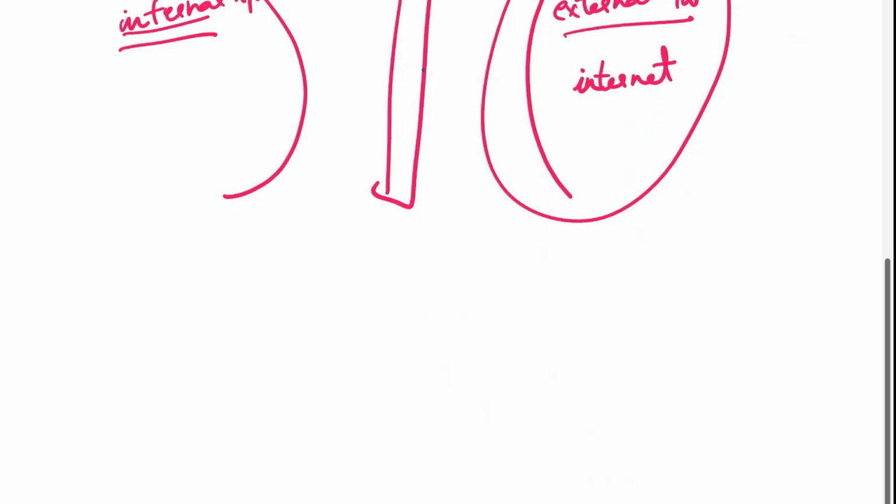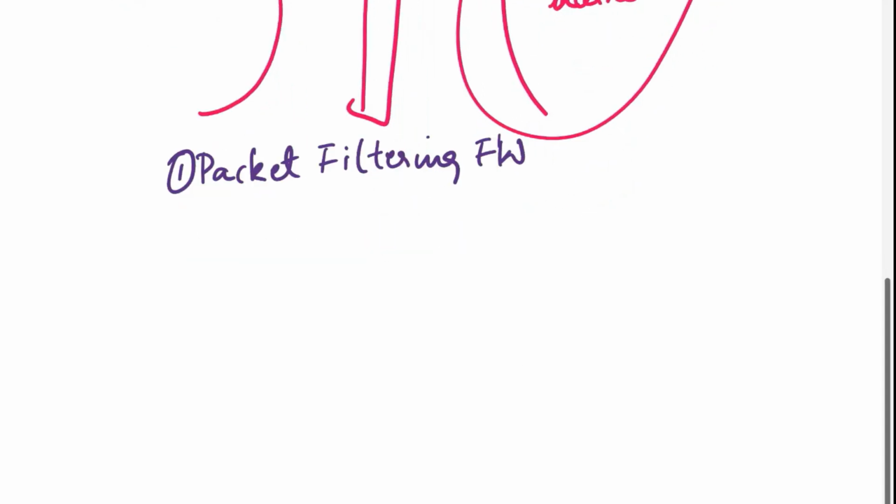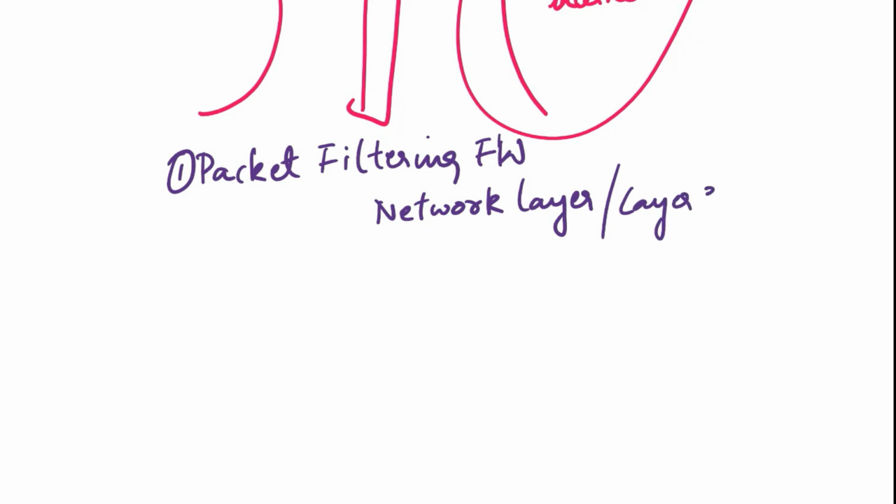Now, let's talk about different types of firewalls and their characteristics, their advantages, disadvantages, and their use cases. Okay, we'll start with the first one, which is the packet filtering firewall. This firewall is a network security device or software application that operates at the network layer, or layer 3, of the OSI model. OSI stands for Open Systems Interconnection, okay?